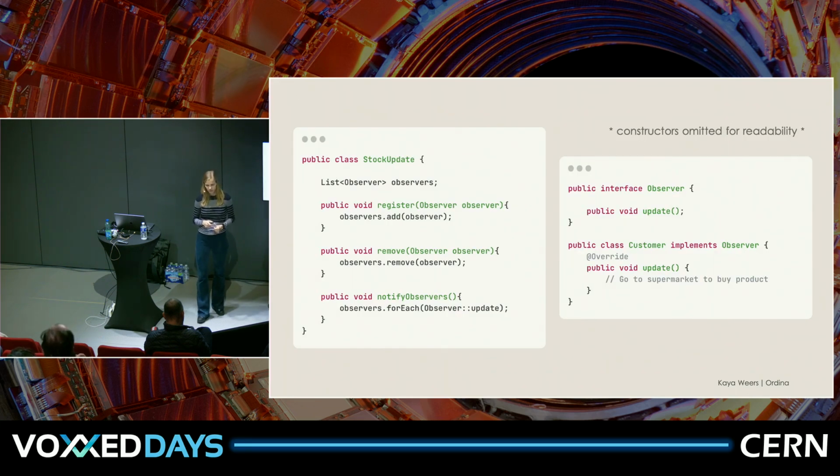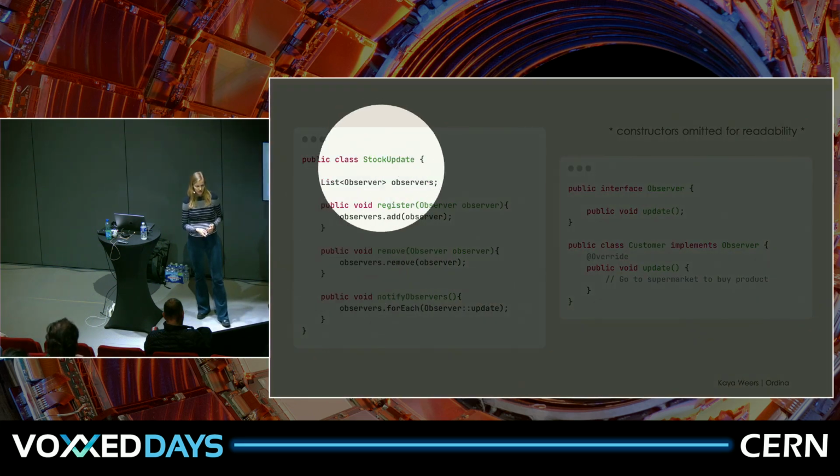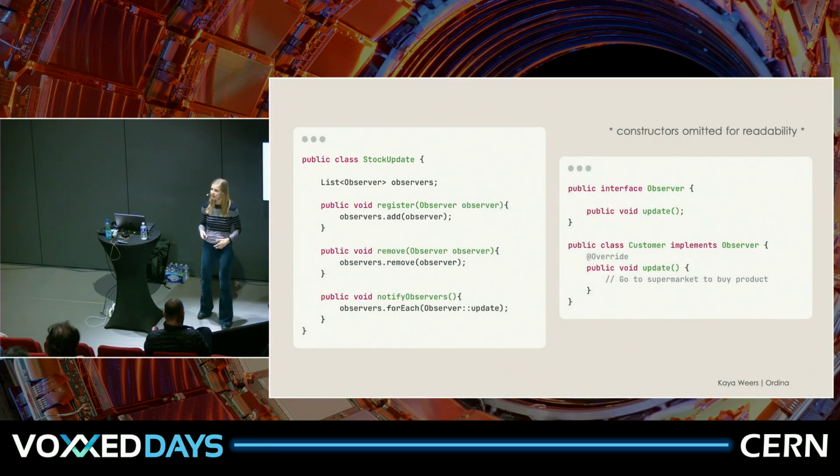So in the code, it will look like this. On the right, you see you have the observer with the update, and all the customers can implement it. And they can do that on their own way. Maybe one customer goes to the supermarket directly, the other one writes it back on their list of shopping items. That's on their own, but they just have to follow the interface. And then on the left, you see you have register, and there's a list of observers. So when they're interested, they just call the register, and they are just added to the list.